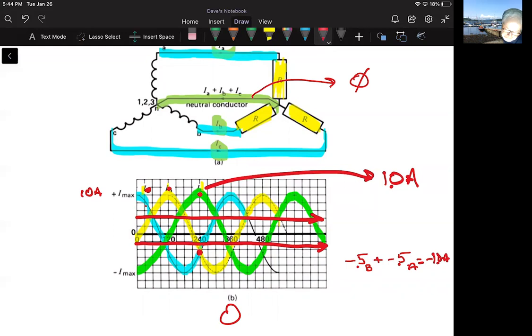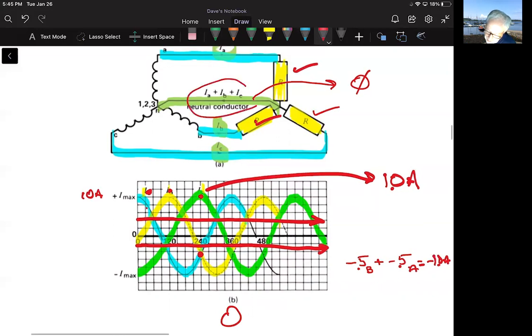Now, I got something else that's mind-blowing. He says, if there's no current flowing through that conductor at any point in time, then why don't we just do away with it? And we can do that. We can actually remove this neutral conductor. And if these loads are identical, that's the requirement. They have to be identical. And we'll get into more particulars of that later. The neutral conductor is not necessarily needed.